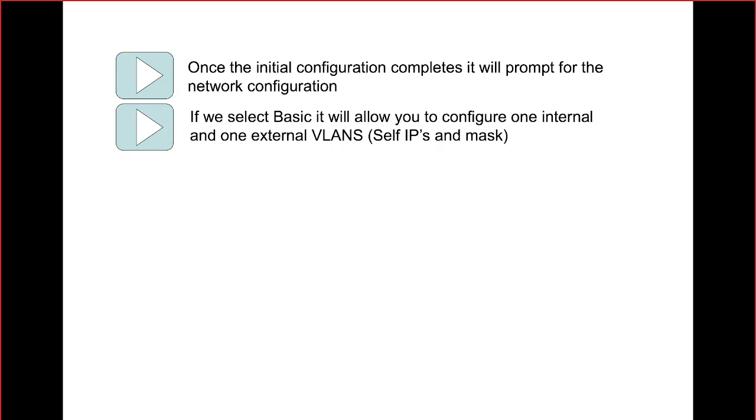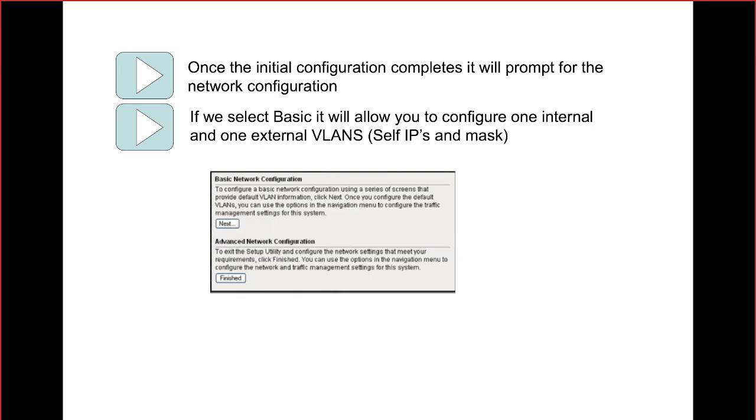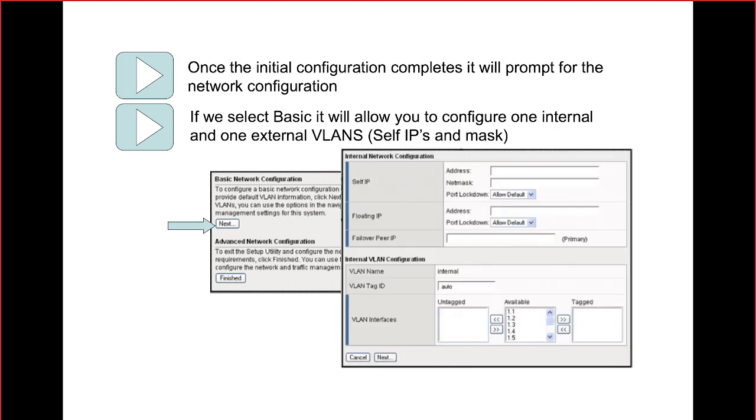So once the initial configuration completes, we will be able to configure the network: the internal and external VLANs. You remember this portion? The number of interfaces will vary. The number of interfaces is purely dependent on the model number and whether you want to use those interfaces as a tagged interface or an untagged interface. It purely depends on your infrastructure.